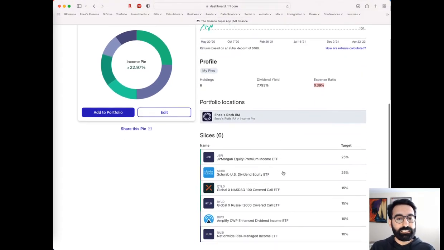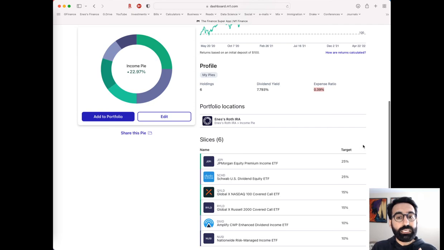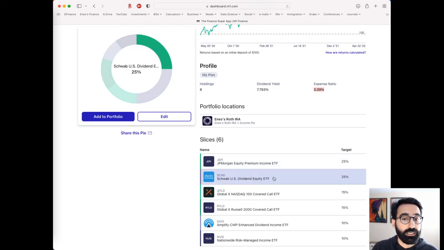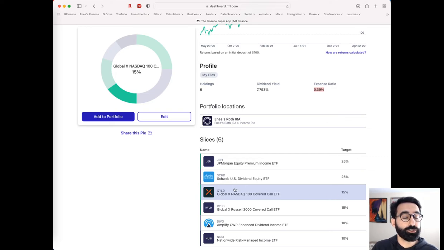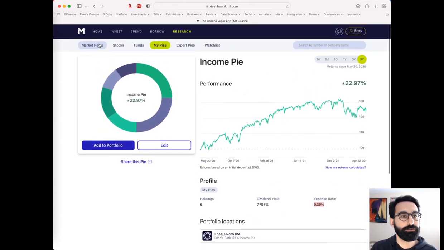As you can see, I adjusted all my target percentages. So each time I send $100 for this slice, $25 goes to JP Morgan, $25 goes to SCHD, $15 goes to QYLD, and so on. So I have great control over this, which is awesome.